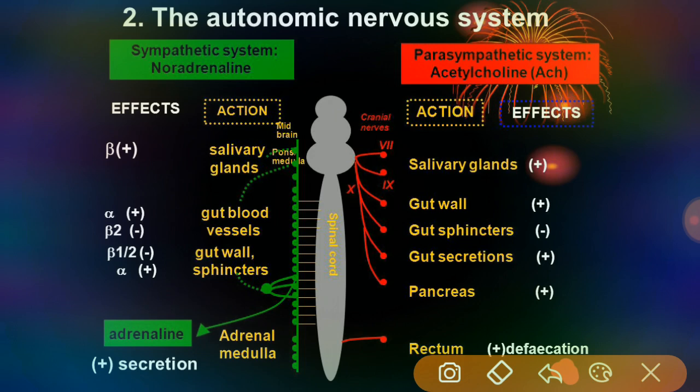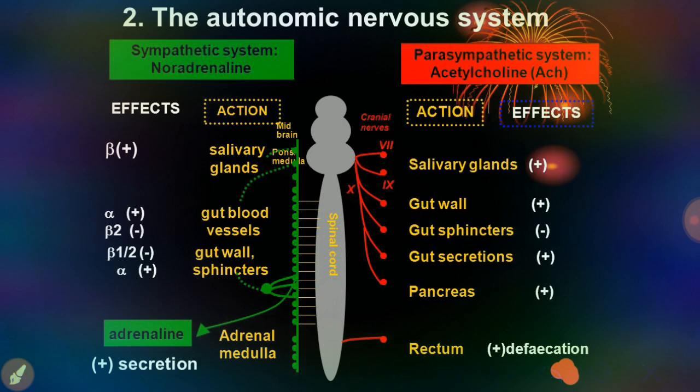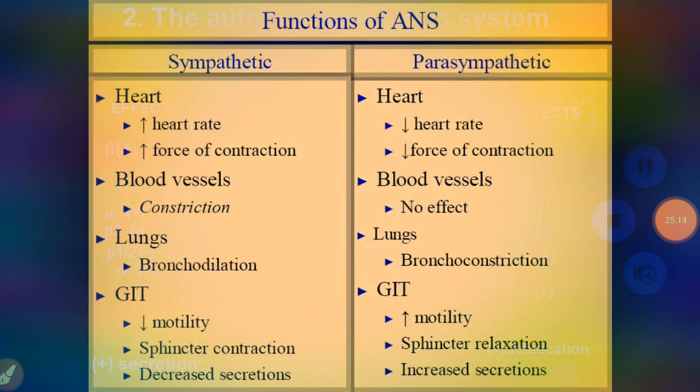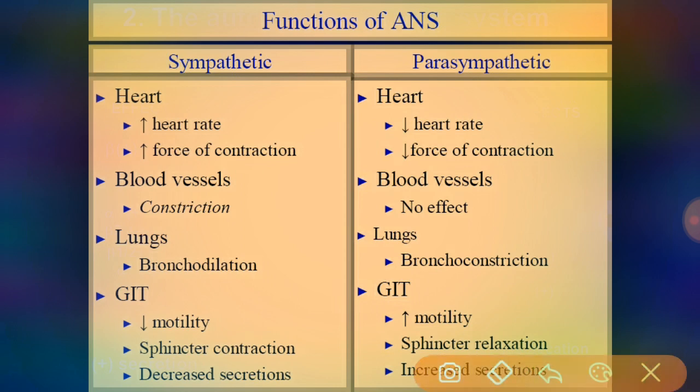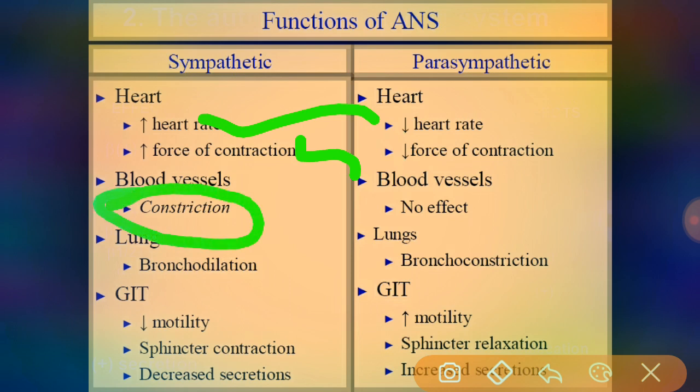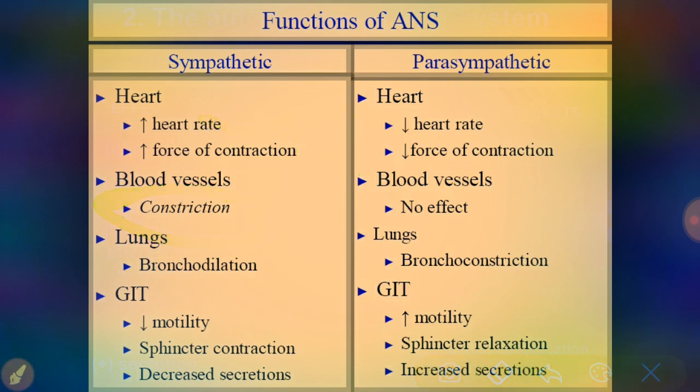Okay, this is the autonomic nervous system. We can see in the next slides the difference between the sympathetic and the parasympathetic. Here we can see the functions of the autonomic nervous system. There are two types of functions, sympathetic and parasympathetic. Under the sympathetic, the heart rate increases, and the force of contraction of the heart increases. In the blood vessels, in the sympathetic nervous system, we observe constriction of the blood vessels.